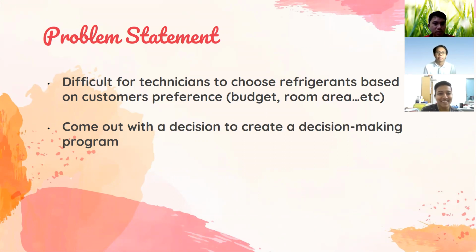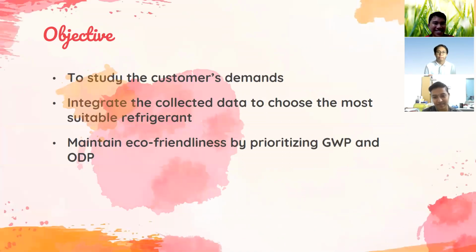And we came out with decision to create decision-making program based on our GUI. And our objective is to study the customer's demand. The second one is to integrate the collected data to choose the most suitable refrigerant. And the last one is maintain eco-friendliness by prioritizing GWP and ODP, which is the higher the number of GWP, the higher the chances to increase greenhouse effect. And the higher the number of the ODP, the higher chances that it will thin our ozone layer.